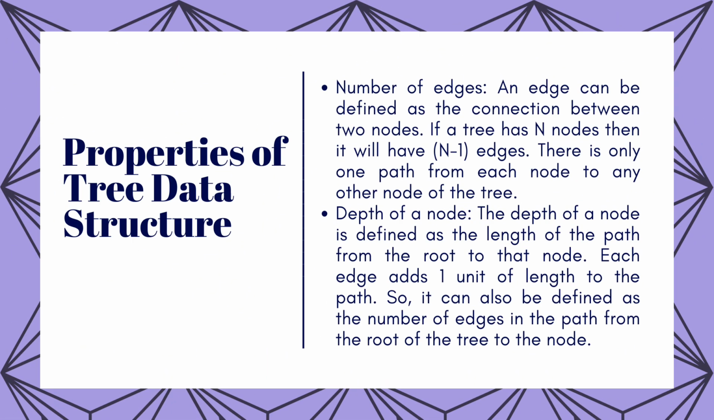Properties of tree data structure. Number of edges: an edge can be defined as the connection between two nodes. If a tree has n nodes, then it will have n-1 edges. There is only one path from each node to any other node of the tree. Depth of a node: the depth of a node is defined as the length of the path from the root to that node. Each edge adds 1 unit of length to the path. So, it can also be defined as the number of edges in the path from the root of the tree to the node.